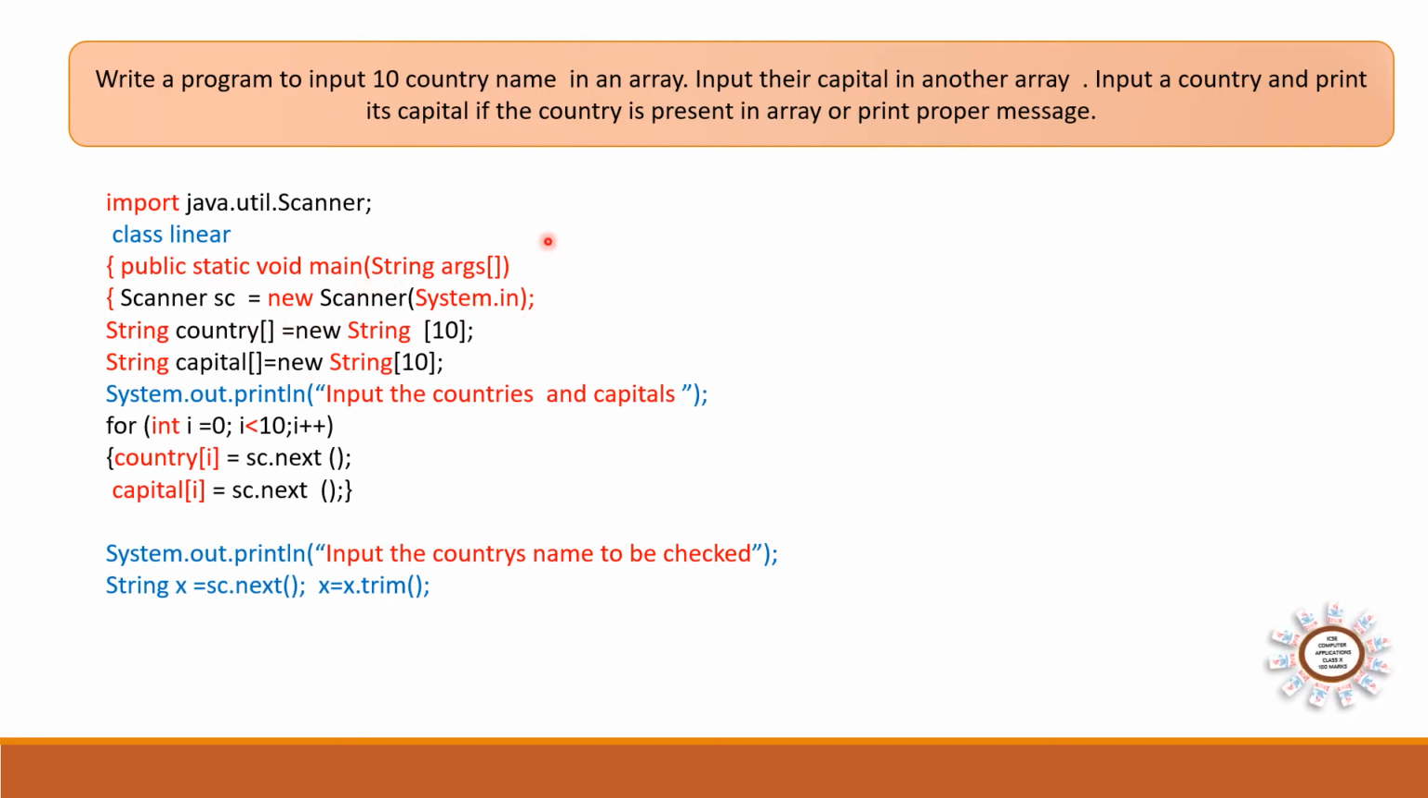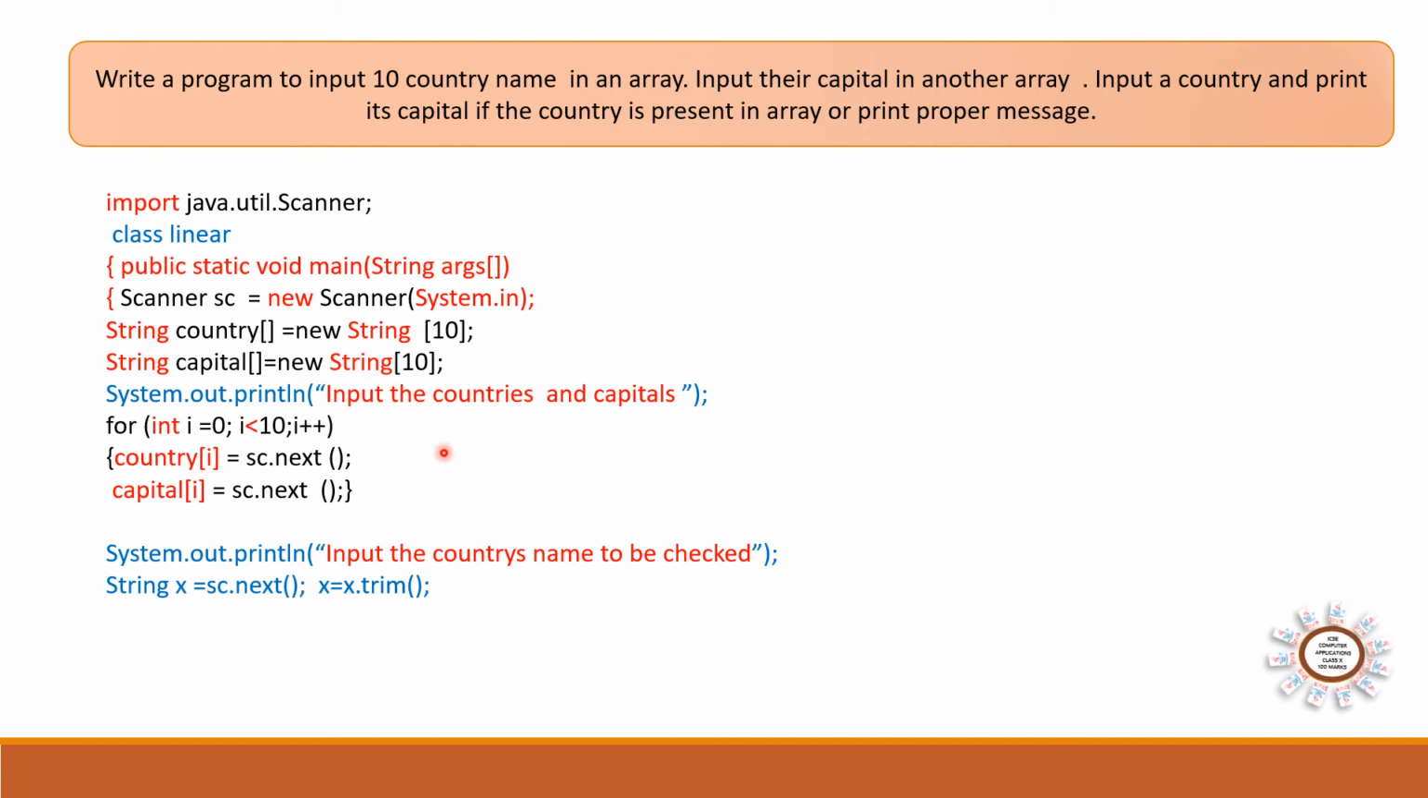And now here we need 2 arrays. One array for storing the country names and one array for storing their capitals. Country and capital are words, so we will declare the arrays as String. String country is equal to new String[10]. That means 10 words can be stored, and String capital is equal to new String[10]. Here also 10 words of String type can be stored.